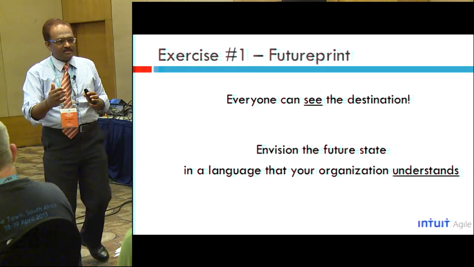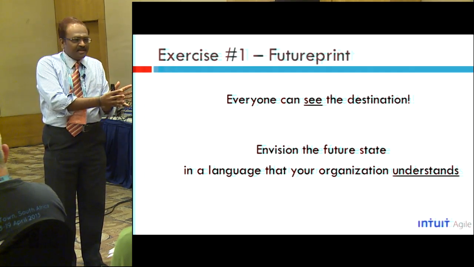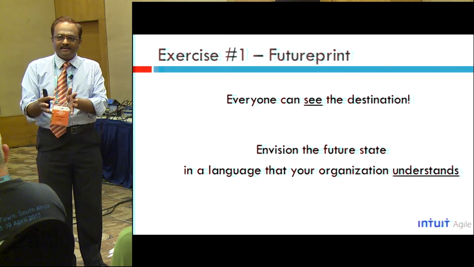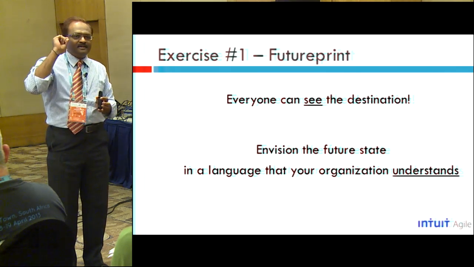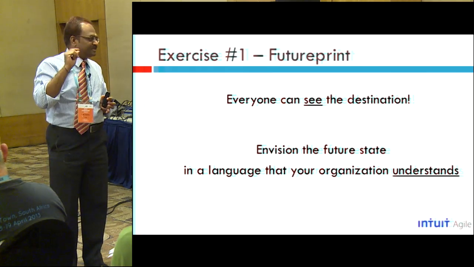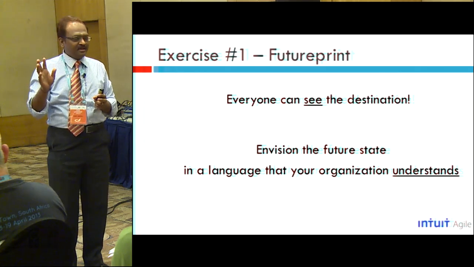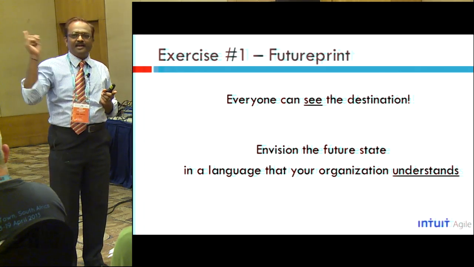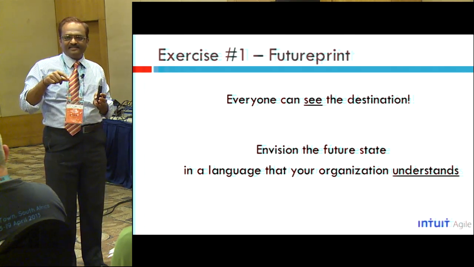Right? So here, this is what we want to do. Actually, there are two parts to the exercise. The first part is very easy. You identify the current state and imagine the future state and come up with a one-liner that depicts the future state. Right? That's easy. The second part is what you're going to do. That's a more difficult part. That's the language that you have to use from your organization. Right?